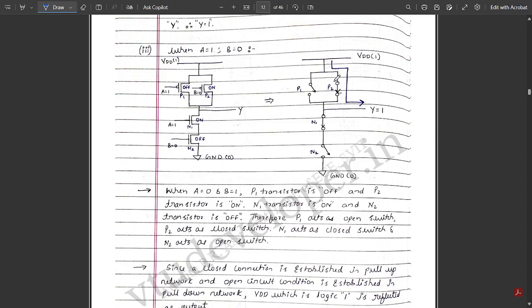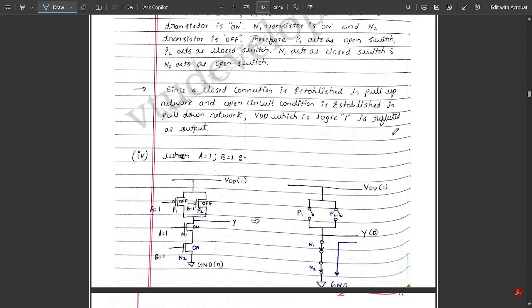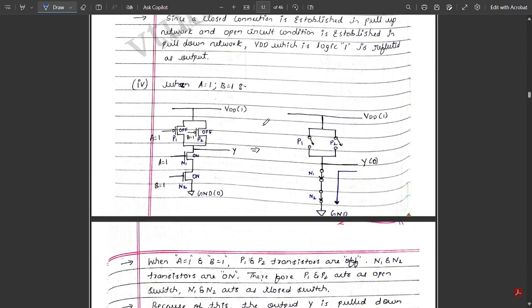Here again, since this switch is closed, from here the current flows, but it cannot flow here because there is one outlet here. So that's why the current won't flow here, and it terminates here itself. So again the output is 1. Again the explanation is given here, you read it once.